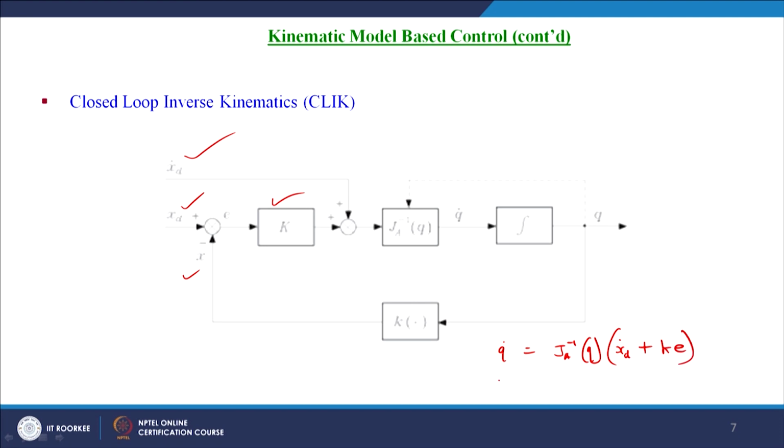And then q is obtained by the numerical integration of the joint velocity, and this portion is nothing but the forward kinematics. Given the joint angle, obtain the actual tip trajectory, that is compared to get the error, and this iteration process continues till we reach the final trajectory.